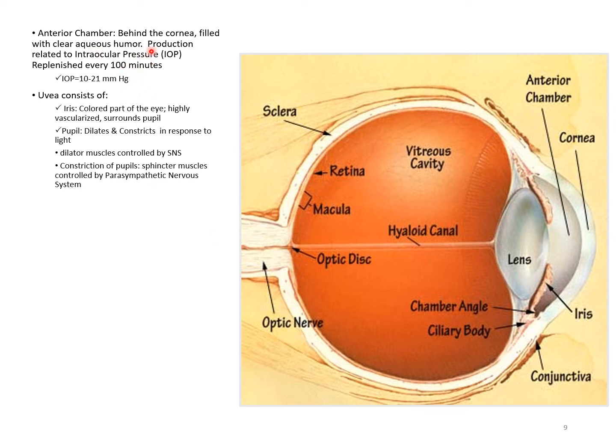So anterior chamber behind the cornea. So you see your anterior chambers right here, and it's behind the cornea. It's filled with clear aqueous humor. Production is related to intraocular pressure, and is replenished like every 100 minutes. The most important number in terms of you knowing the IOP, the intraocular pressure, is this number here, 10 to 21. So that's what we want it to be. We don't want this pressure to be elevated. All right, and then just other structures in here, your iris, your pupil, etc.